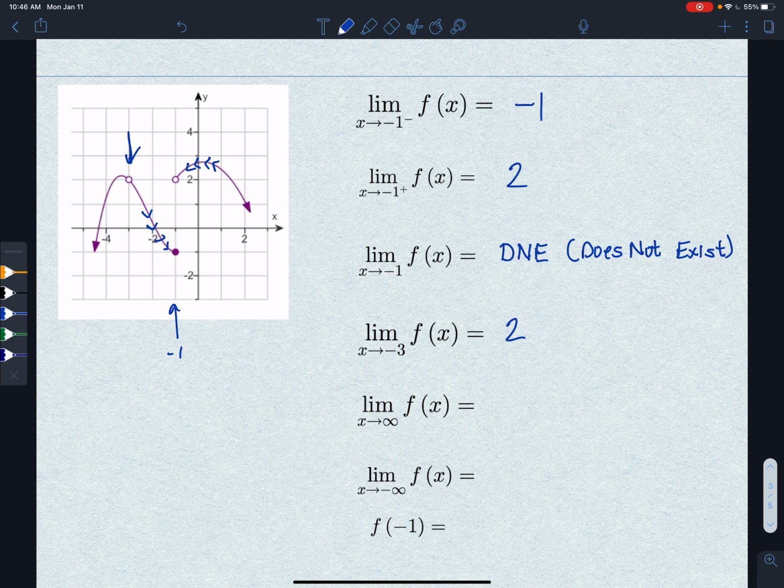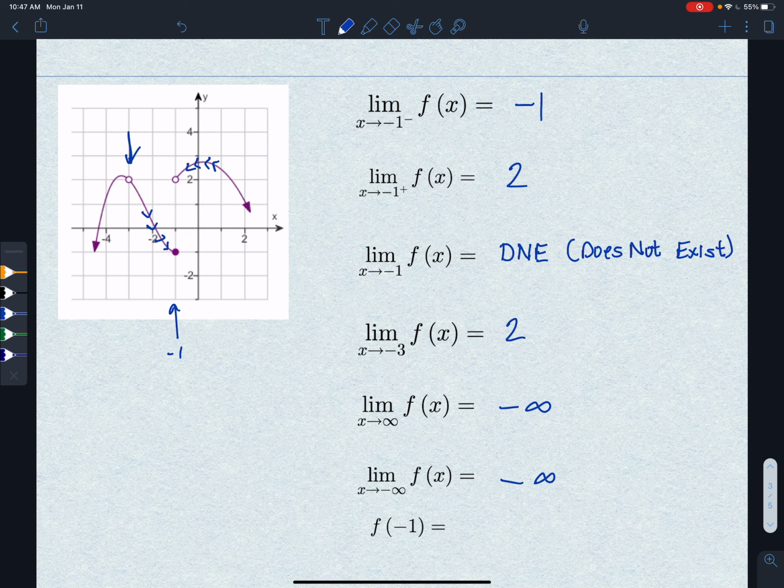Now looking at the infinities, as x goes to infinity, which means to the extreme right, the arrow tells us that the graph is going to continue to go in the downward direction. So based on what the graph is telling us, all we can really say is that this is going to -infinity. Okay, and then as x goes to -infinity, so the extreme left, it looks like we're also trending downward. So we'll say that that's -infinity as well.